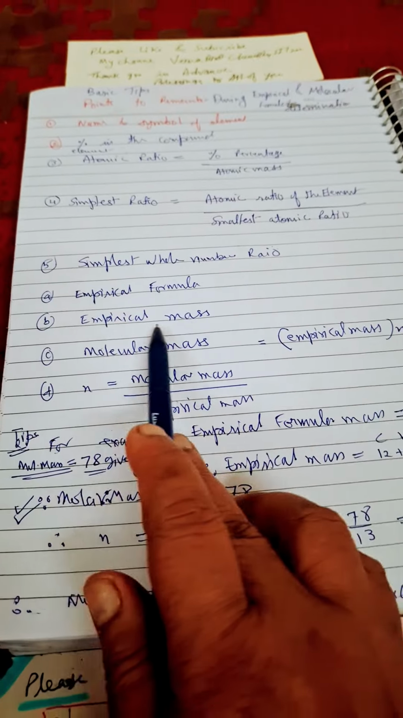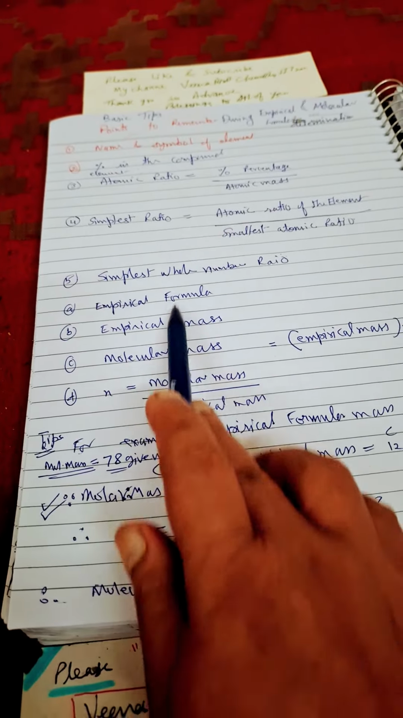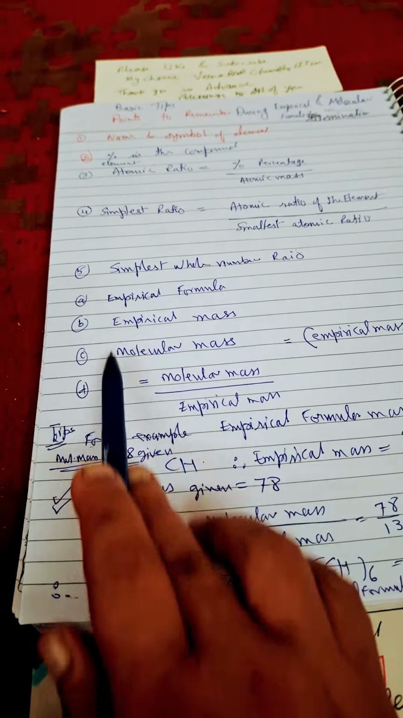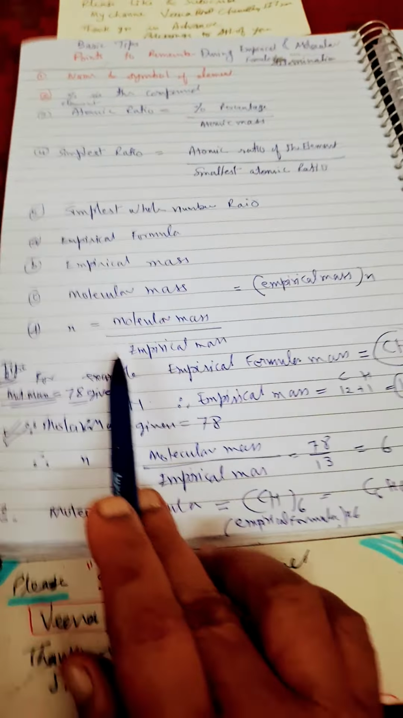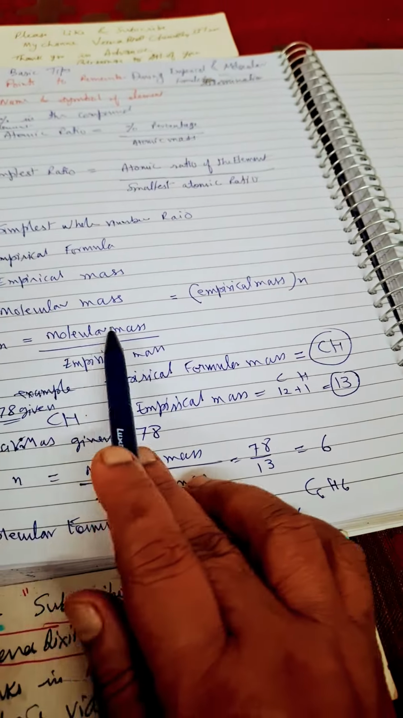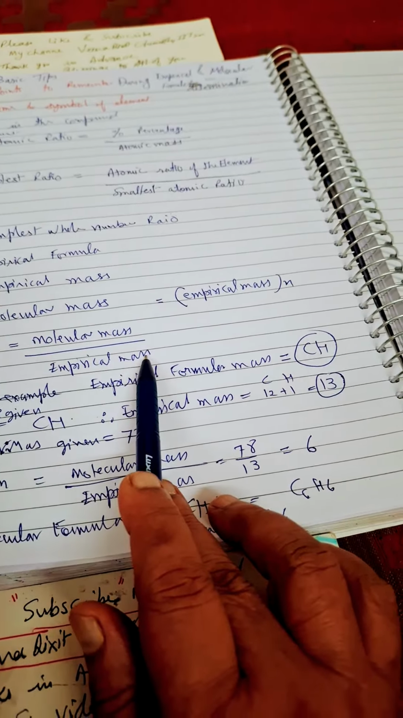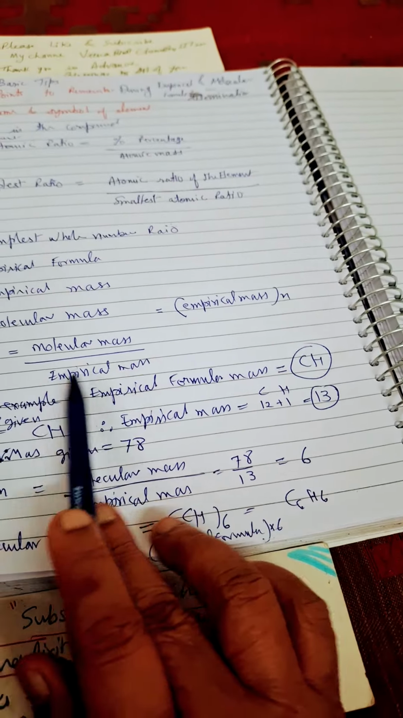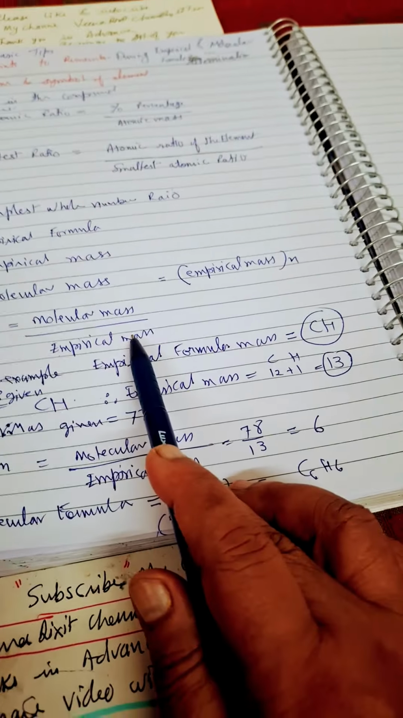Then empirical formula, empirical mass, molecular mass, these are the ABCD parts which we are writing outside of the table. Now N is the molecular mass divided by empirical mass. So how do we find out, how will this information help you?